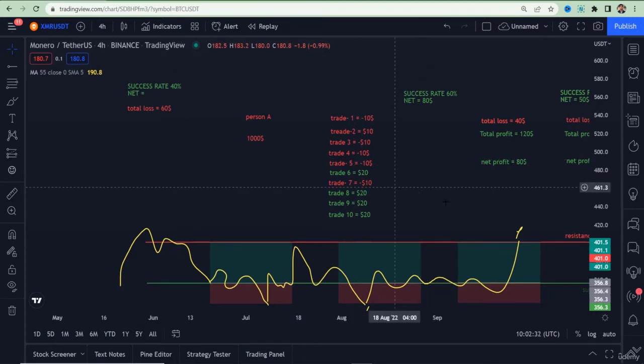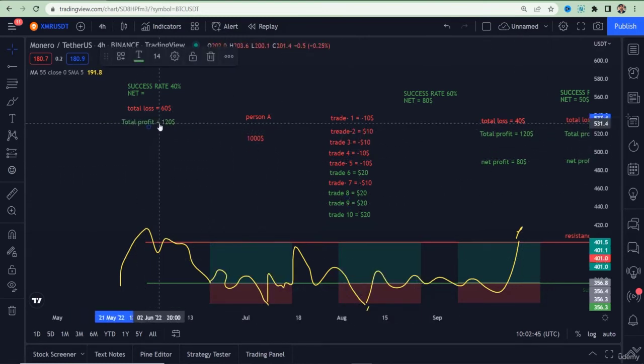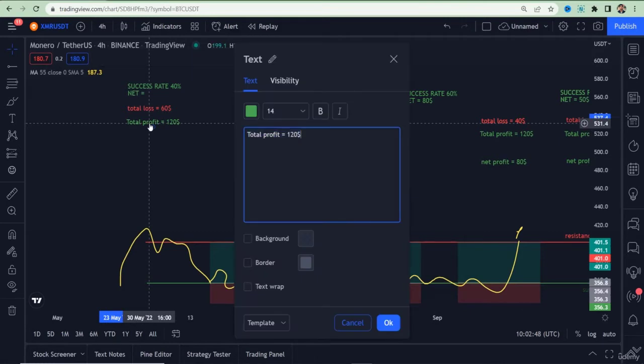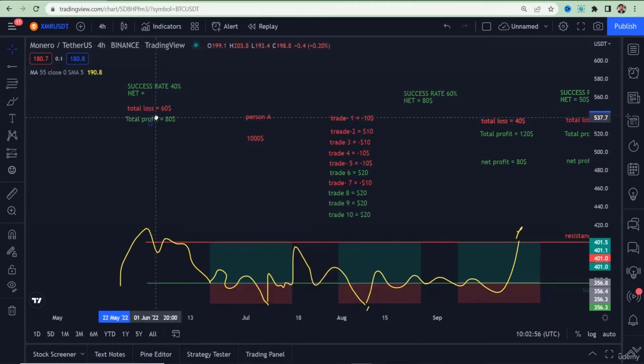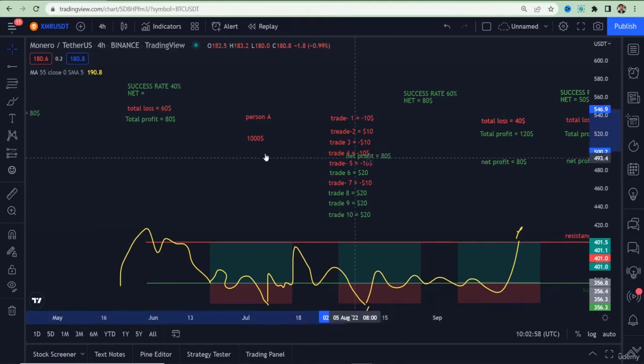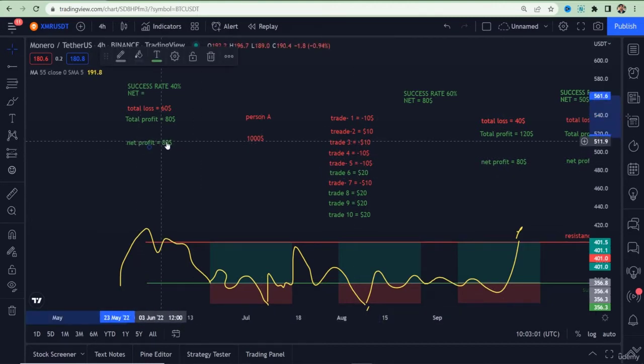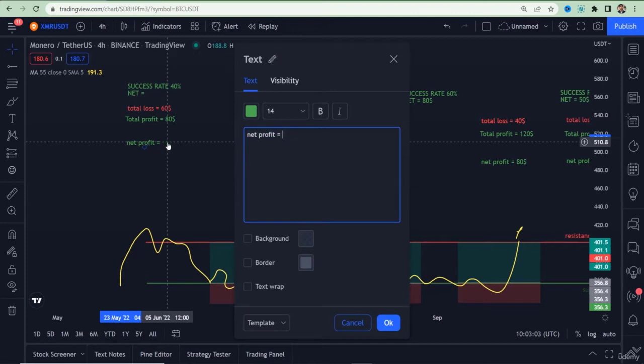And our profit is 1, 2, 3, 4. Our profit is $80. So total profit is equal to $80. What is our net profit? Net profit is 80 minus 60, it's $20. So we got $20 of profit.